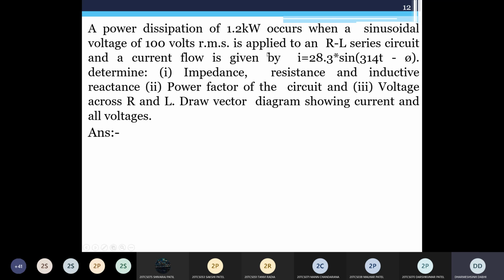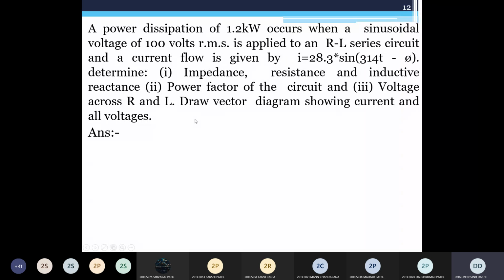Power dissipated is 1.2 kilowatt when a sinusoidal voltage of 100 volt RMS is applied to an RL series circuit, and the current is given by I equals 28.3 sine (340t minus 5). Determine the impedance, resistance and inductive reactance of the circuit. Second, the power factor of the circuit. Third, the voltage across R and L. And last, draw the vector diagram showing the current and all the voltages.